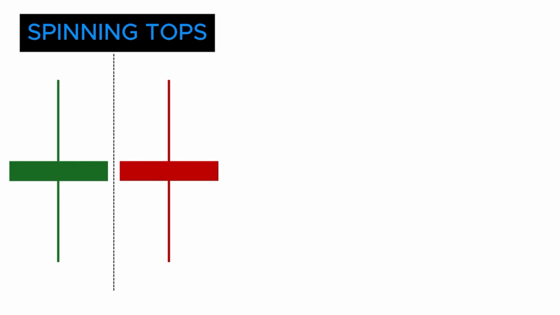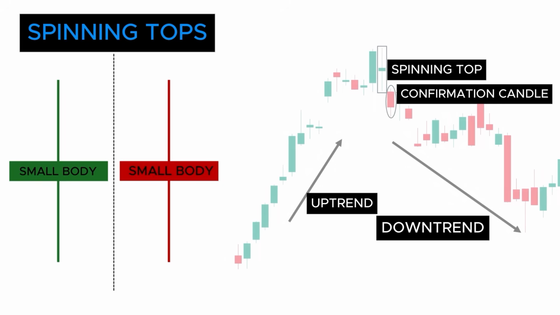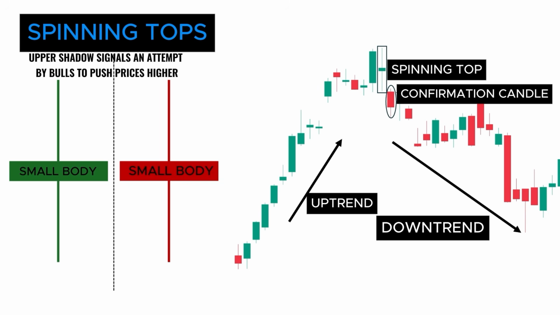Now, let's discuss the third category, spinning tops. These candles have small real bodies with nearly equal upper and lower shadows. The small body suggests that the opening and closing prices were close together, meaning neither buyers nor sellers had complete control. The upper shadow signals an attempt by bulls to push prices higher, while the lower shadow shows bears trying to pull prices down. Since neither side established dominance, spinning tops indicate market indecision.